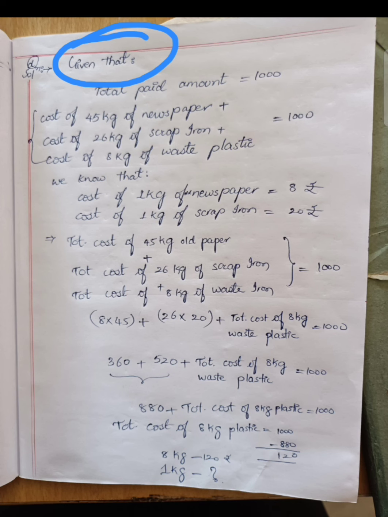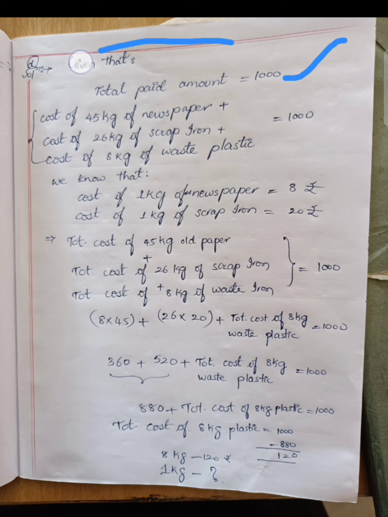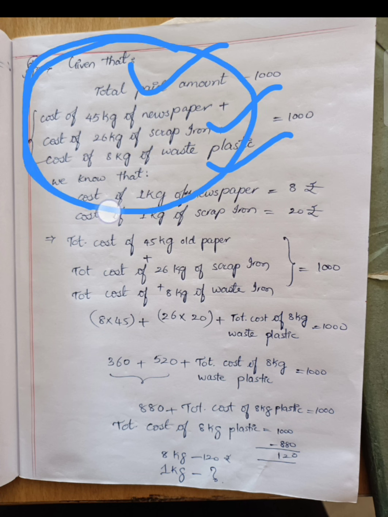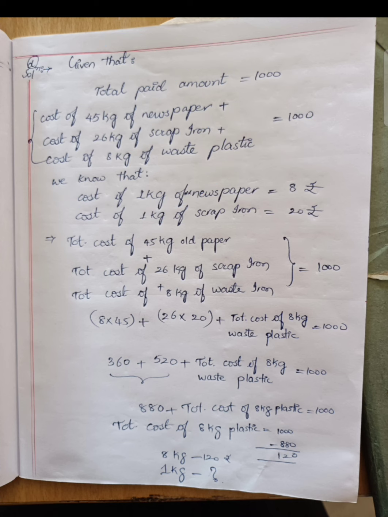So what is given? Given that total paid amount is 1000 rupees. So total paid amount means the things he has purchased. So it is the cost of 45 kg of newspaper and 26 kgs of scrap iron and 8 kg of waste plastics. These complete cost, if we add them, you will get 1000. He has given that in the question.